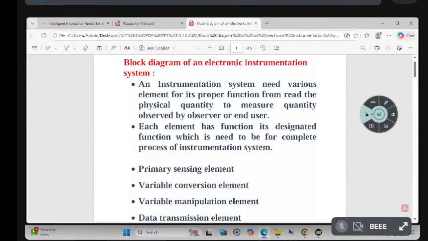So what is the quantity we have to measure? These are the five: primary sensing element, variable conversion element, variable manipulation element, data transmission. What data is to be transferred? Data presentation. Next one, data presentation.